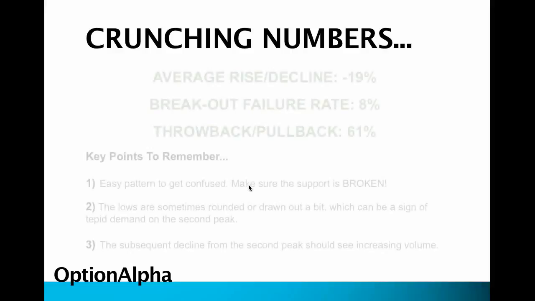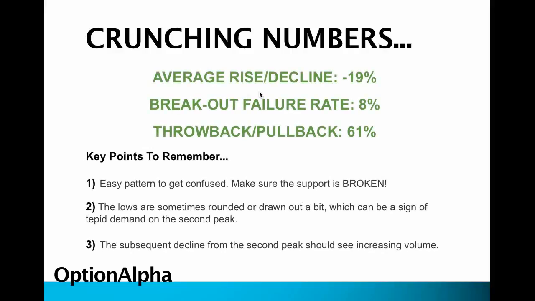So as always, let's crunch some numbers here on Option Alpha. The average decline for this particular double top pattern is about 19% historically. Again, that's a really good rate for short patterns. You're not going to get these 68 to 80% declines on these things, but 19% is pretty good. The breakout failure rate is only about 8%. So again, you can see how important it is that we actually make sure that that support level is broken. And if you do that, then you're going to be right about 92% of the time in the direction of the trade. Now the throwback and pullback rate is fairly high at 61%.